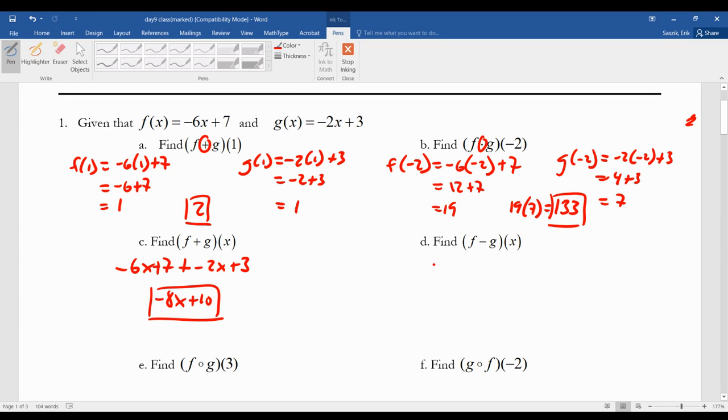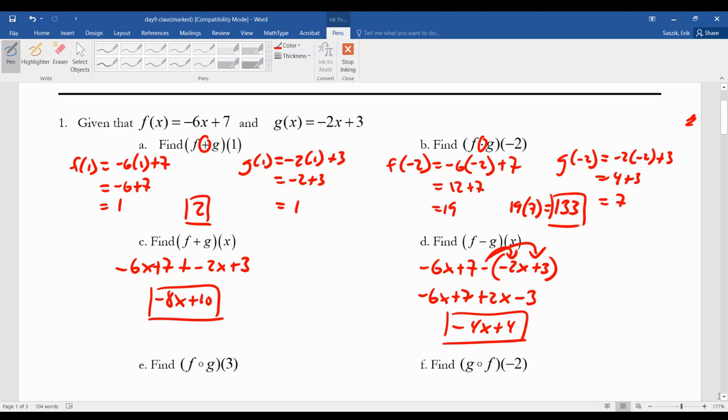Okay, you're done there. Now here, this one's a little bit different. It's got the subtraction. Now when you do subtraction, you have to put parentheses around the thing that you're subtracting at the back. Okay, so you now distribute this negative 1. Negative times a negative is positive 2x, and then you get minus 3. Combine like terms. Negative 6x and 2x is negative 4x. Remember, 7 minus 3 is positive 4.